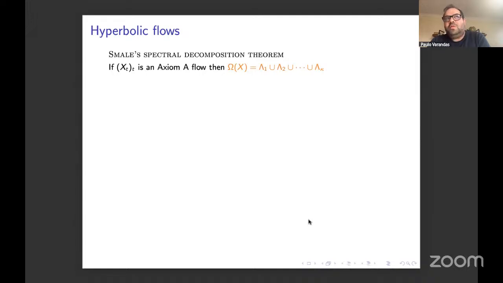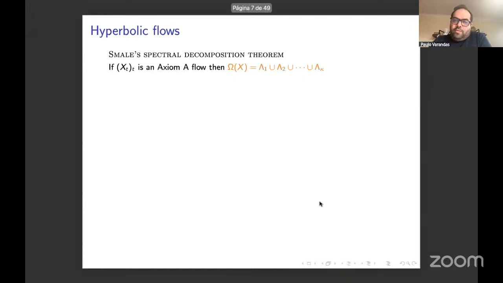So if you want to understand the ergodic theory of such flows, you may as well understand the ergodic theory of each individual piece. For that reason, you can always start to think about what happens with the ergodic aspects of hyperbolic basic pieces.